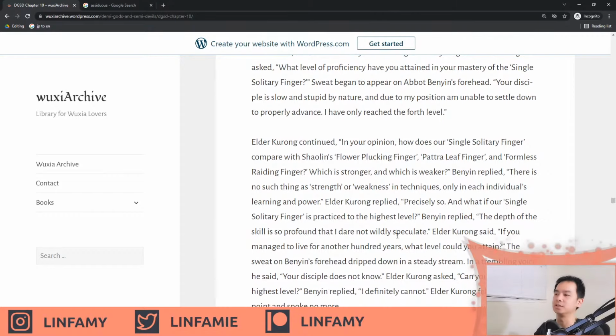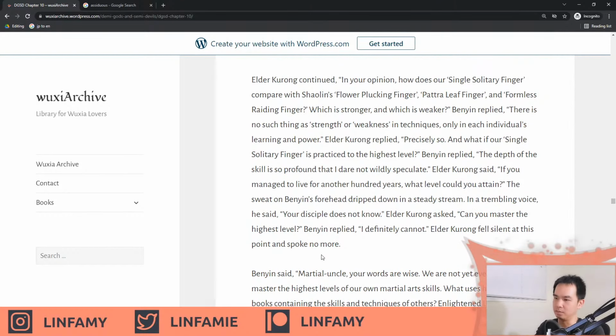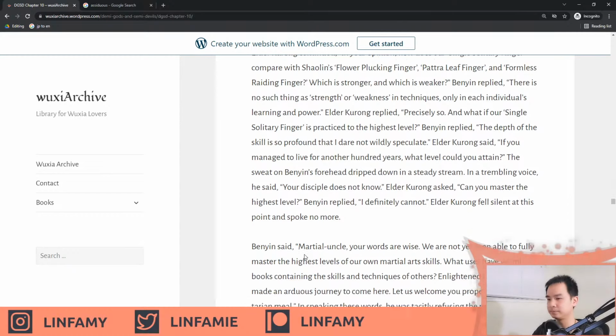Elder Kurong replied, precisely so. And what if our Yi Yang finger is practiced to the highest level? The depth of the skill is so profound that I dare not widely speculate. If you manage to live on for another 100 years, what level could you attain? The sweat on Bunyin's forehead dripped down in a steady stream. In a trembling voice, he said, your disciple does not know. Elder Kurong asked, can you master the highest level? I definitely cannot. Elder Kurong fell silent at this point and spoke no more.